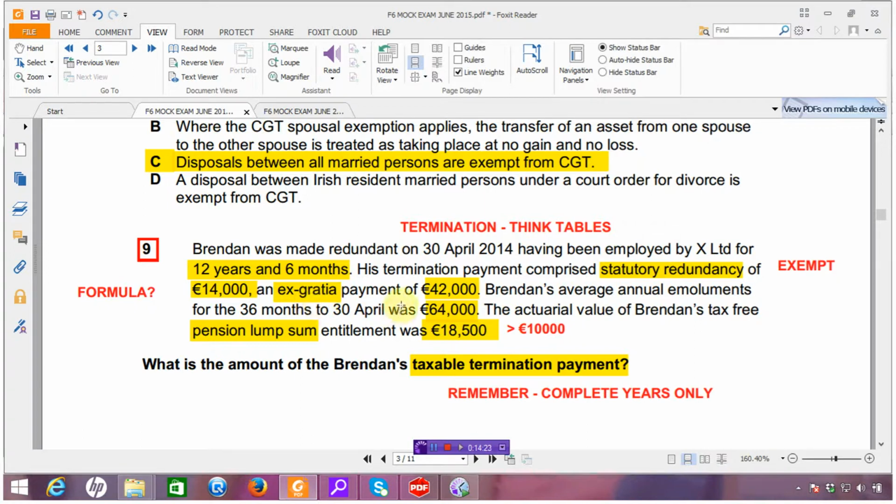They give us the average emoluments. Note to the date of termination rather than to calendar years previously. That's a common trick in long form questions. And in addition to that, they give us a pension lump sum. And note the size of the pension lump sum. In other words, it's in excess of 10,000.